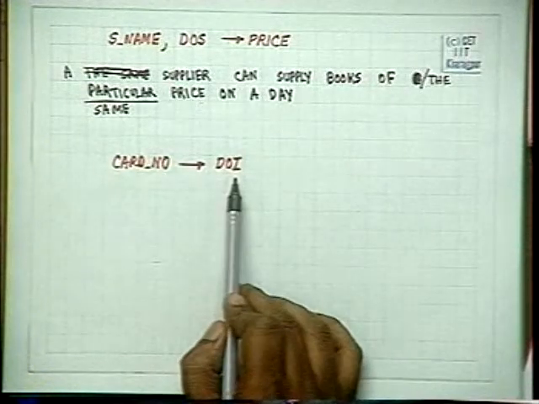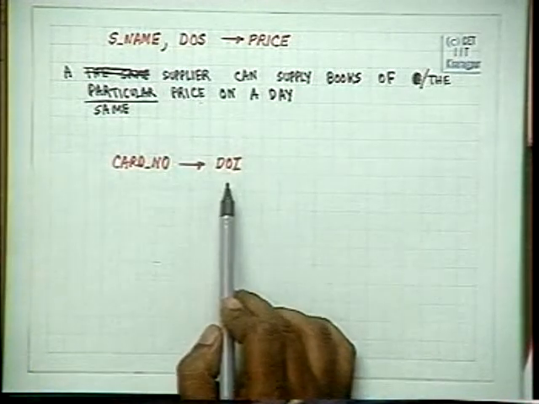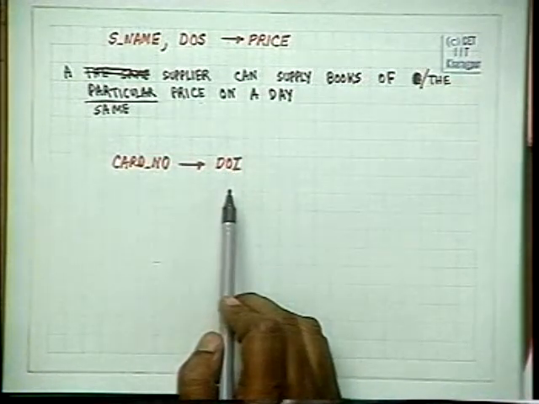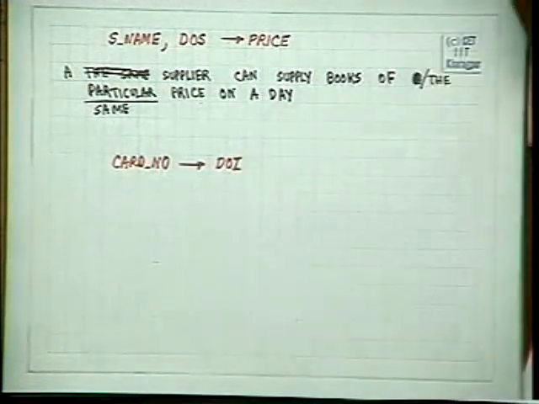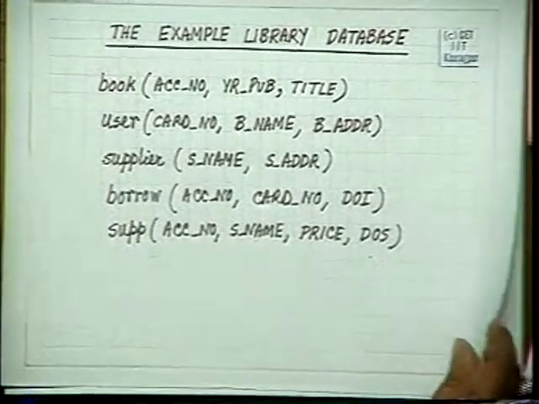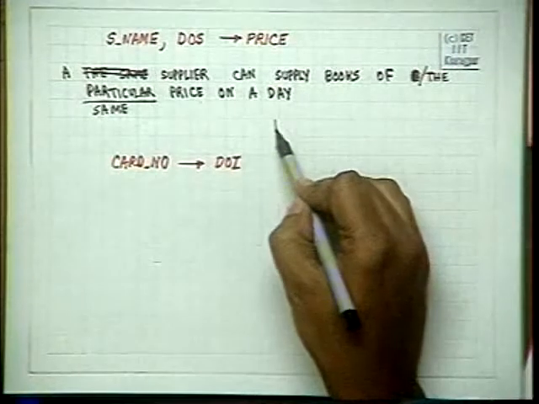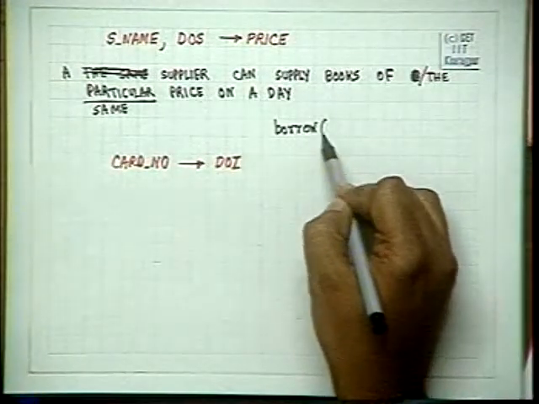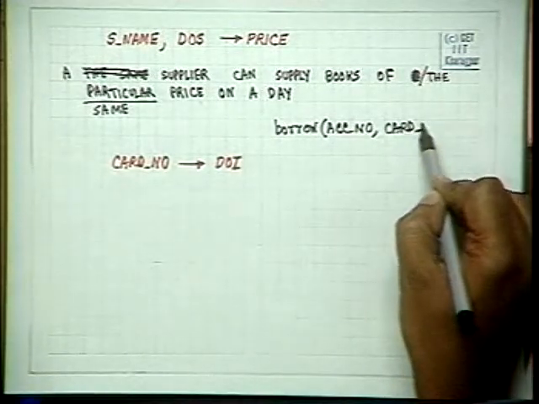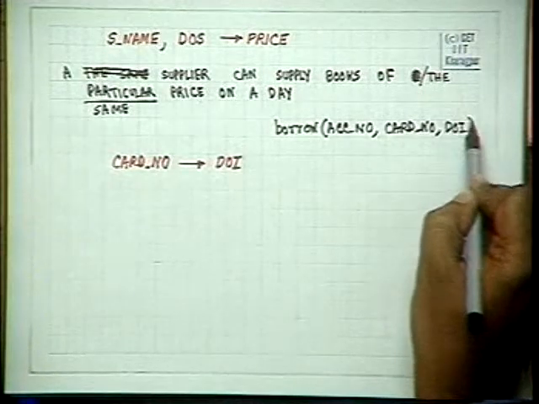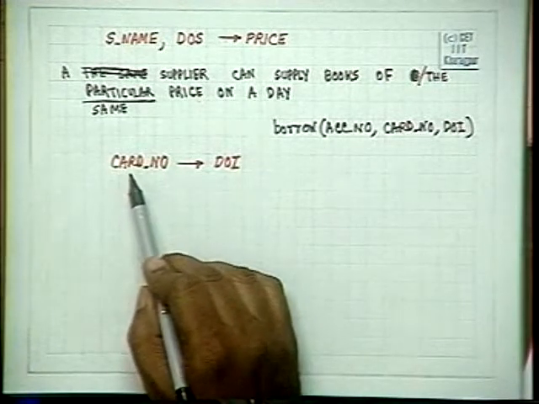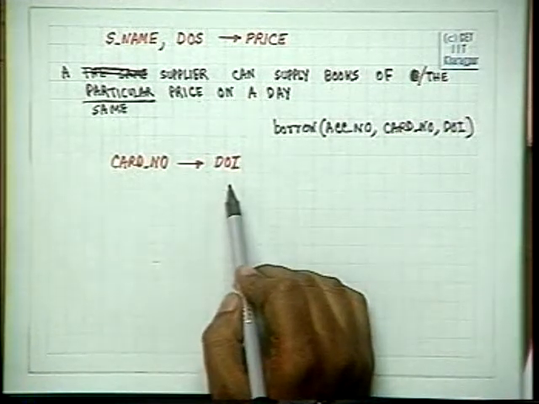What is card number and date of issue? If I have this constraint, it means that for the same card number I can have more than one date of issue. That does not mean that in the borrow relation, these two are occurring together. Therefore, in the borrow relation, which is borrow, accession number, card number and date of issue, in the borrow relation, we cannot have two tuples which have the same card number and different date of issue.